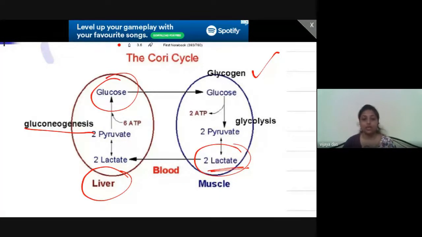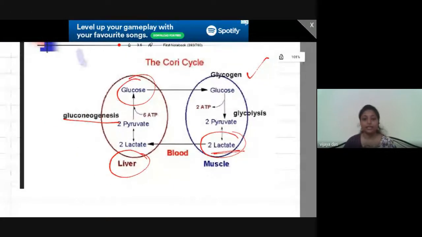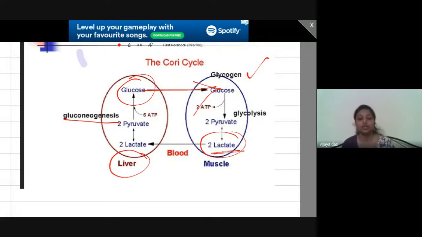यानी कि जो मसल में लैक्टिक एसिड फॉर्मेशन होता है, actually this lactic acid goes to your liver and then it gets converted into glucose, and again this glucose comes back to the muscle so that the muscle gets energy to do the work. So that is how the cycle continues within the muscles.